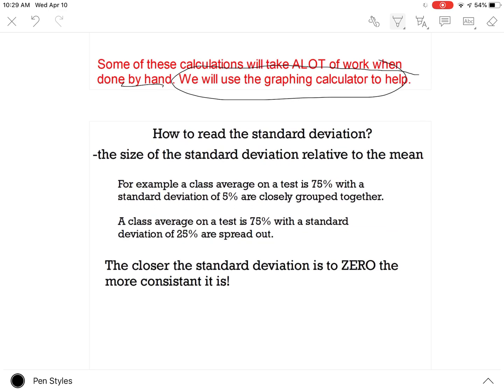So here is how we read the standard deviation. The size of the standard deviation is relative to the mean, so it's all dependent on what the mean is. For example, if I've got a class average of 75, so that would be my mu, and a standard deviation of 5%, that means that the data is fairly close together compared to this next class. The next class walks away with the same average of 75, but their standard deviation is 25, so that means their data is more spread out. The closer the standard deviation is to 0, the more consistent it is.